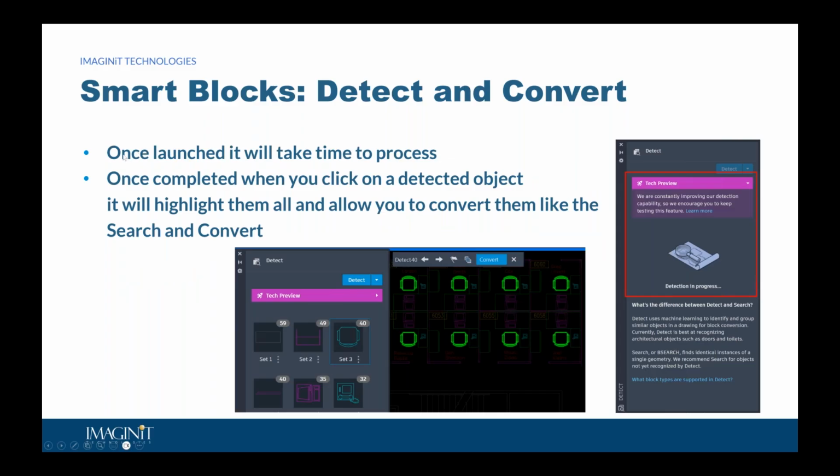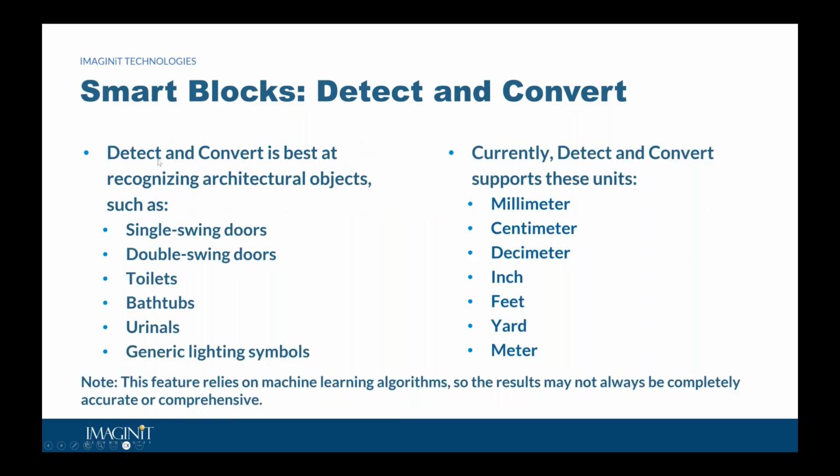And once launched, it will take time to process. Once completed, when you click on a detected object, it will highlight all of them and allow you to convert them just like the search and convert. And it will tell you that this is a tech preview. Detect and convert is best at recognizing architectural type objects such as doors, toilets, bathtubs, urinals, generic lighting symbols. And it does support millimeters, centimeters, decimeters, inch, feet, yard, and meters. And note, this feature relies on machine learning algorithms, so the results may not always be completely accurate or comprehensive. So always keep that in mind. It is getting better, but it's still a tech preview, so keep that in mind.